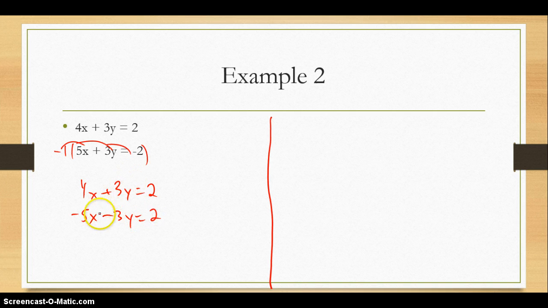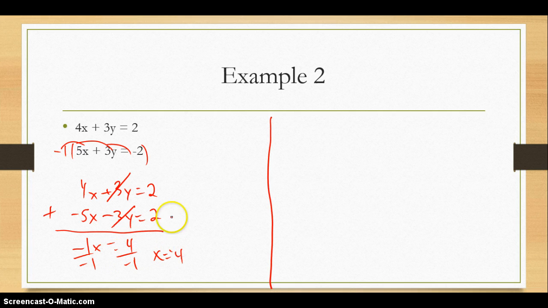So what that does is it changes the signs now. And so our y's now cancel out. I can add down now, and those would cancel out, so I'm left with negative 1x equals 4, divided by negative 1. x equals negative 4.